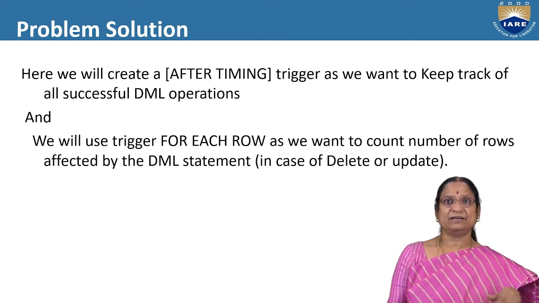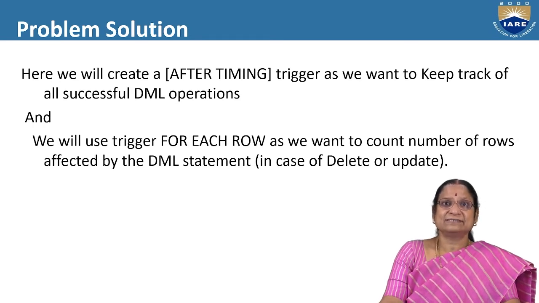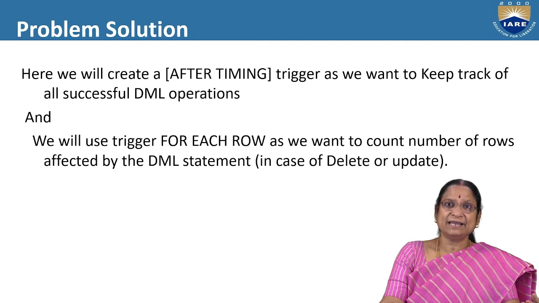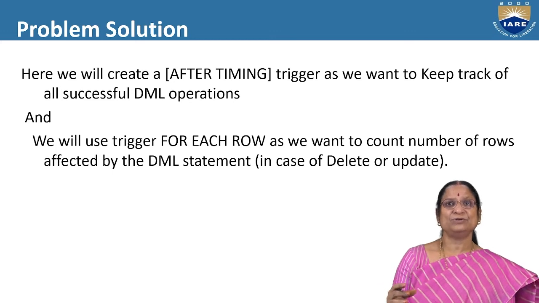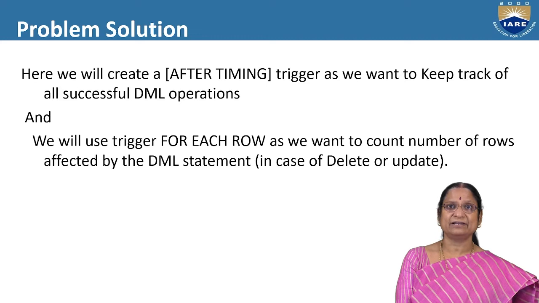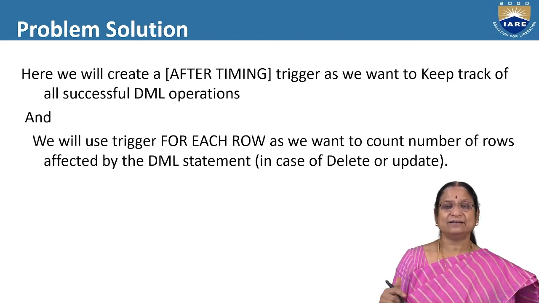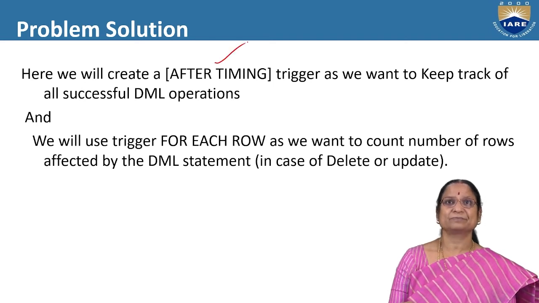Why? The count has to be incremented. Before, I cannot increment because the operation may or may not succeed. So that's why I am using after. We are supposed to understand when to use before and when to use after, depending upon the action to be taken by the trigger. In this case, the count must be incremented only after successful completion of the respective operation, that is an insert, a delete, or an update. That can be done by keeping track of successful operations. That's why we are using after.